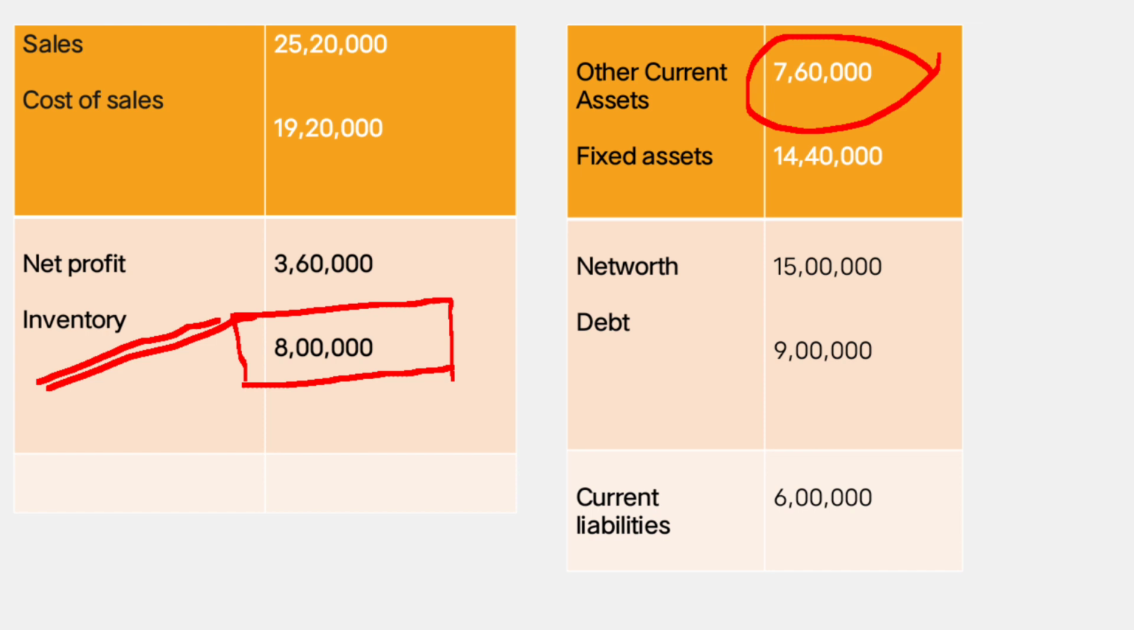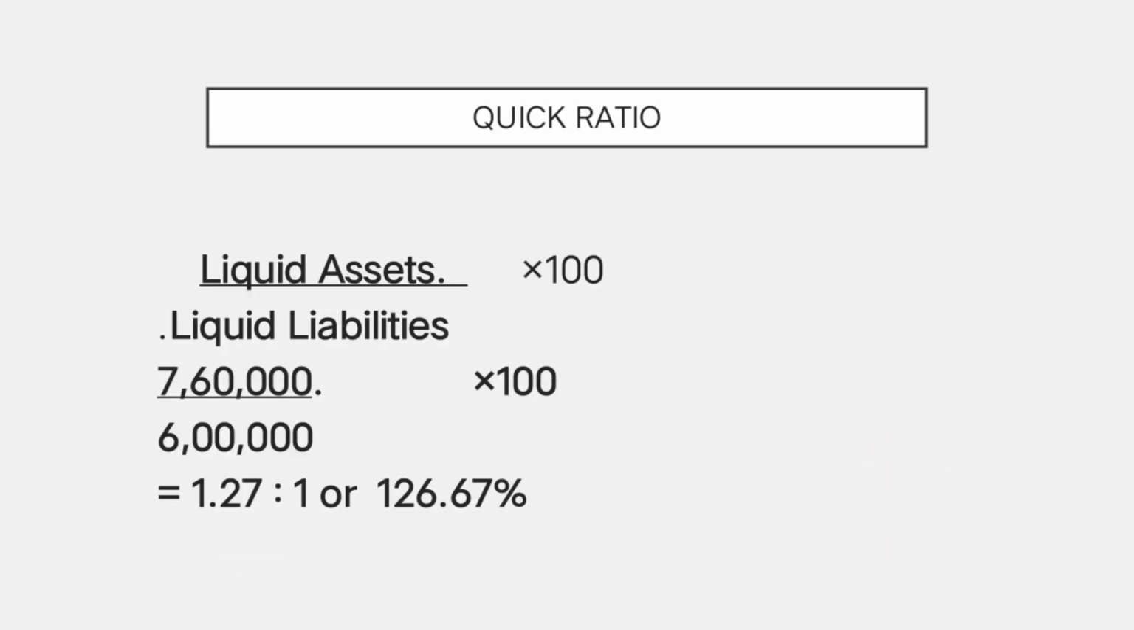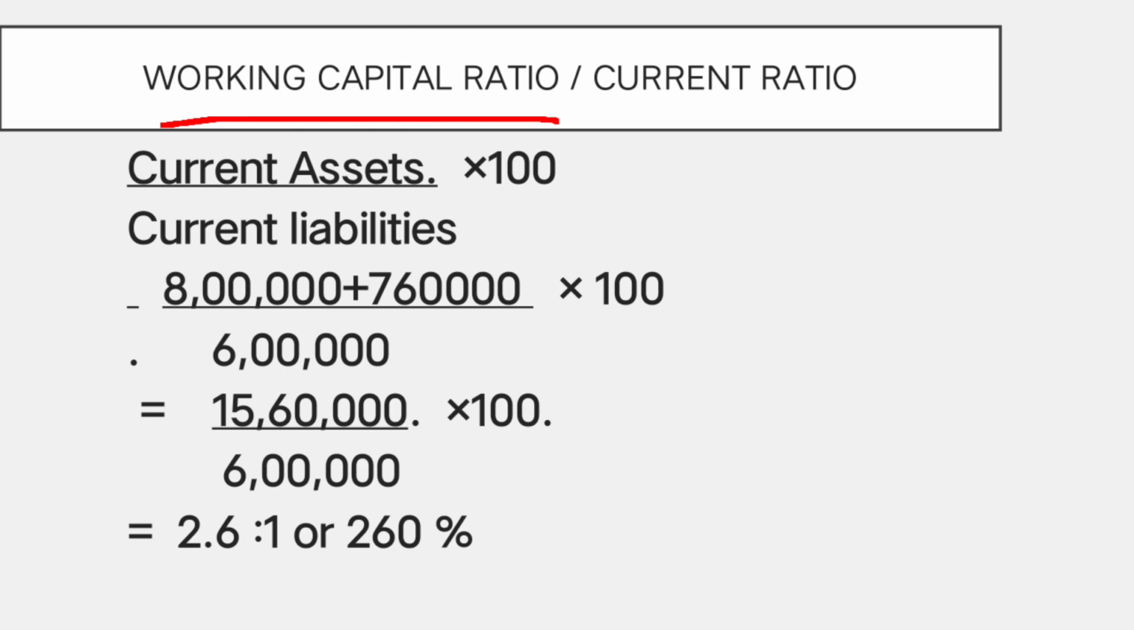Now, what is below that? Current liabilities. See here, 6 lakh, directly given. So add this 8 lakh and 7,60,000: 15,60,000 divided by 6 lakh. You will get 2.6:1, or 260% when multiplied with 100. Easy one. The name is current ratio instead of working capital ratio, but you have to write working capital ratio, whatever the question says.